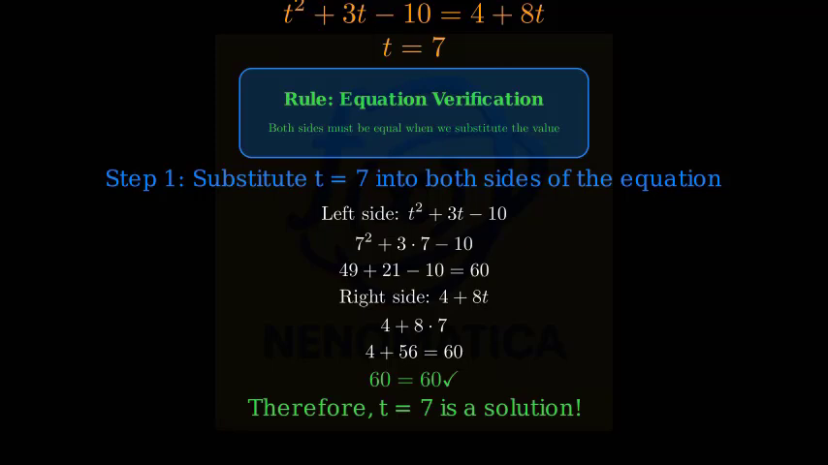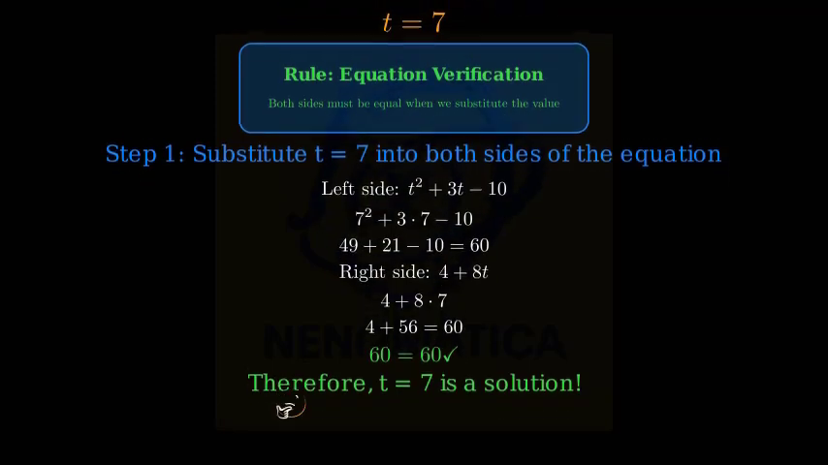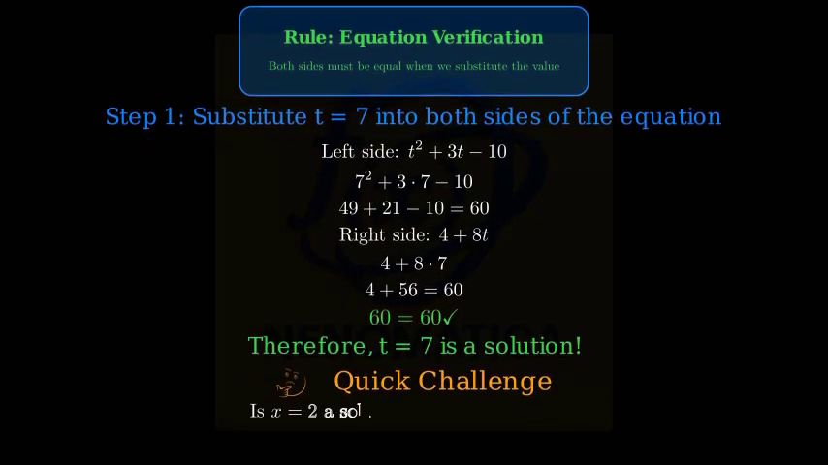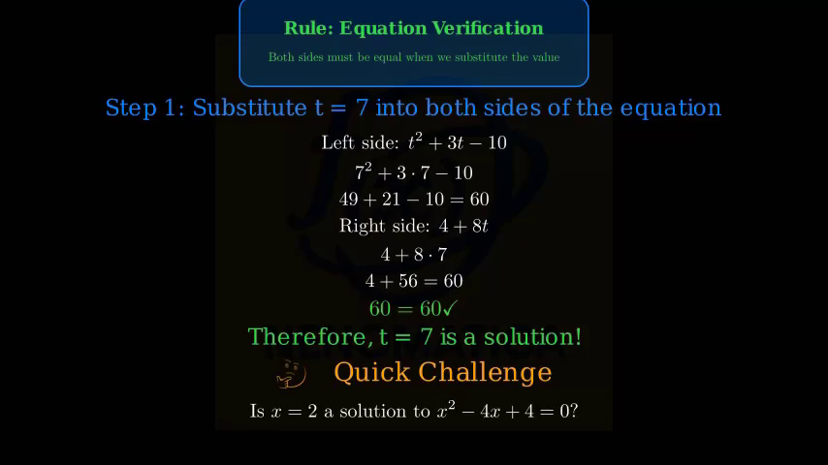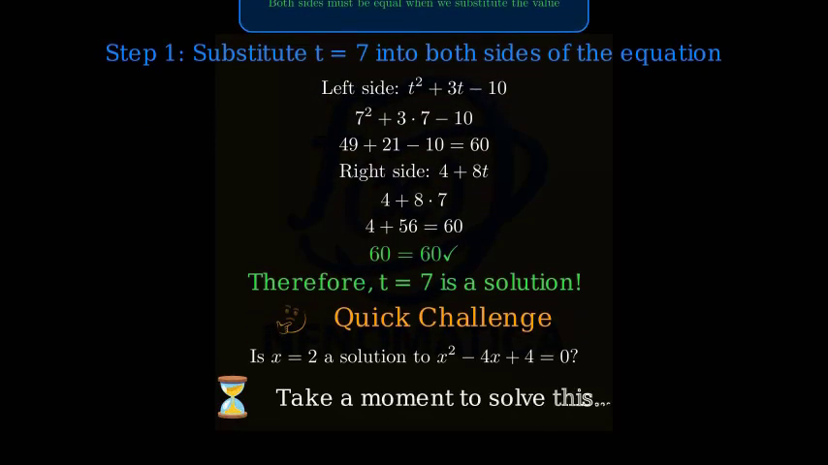Now, let's pause for a quick challenge. Try to verify on your own if x equals 2 is a solution to the quadratic equation x squared minus 4x plus 4 equals 0. Take a moment to work through this.